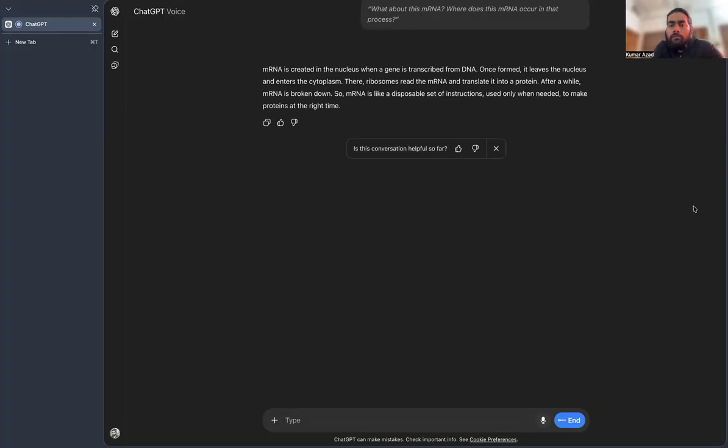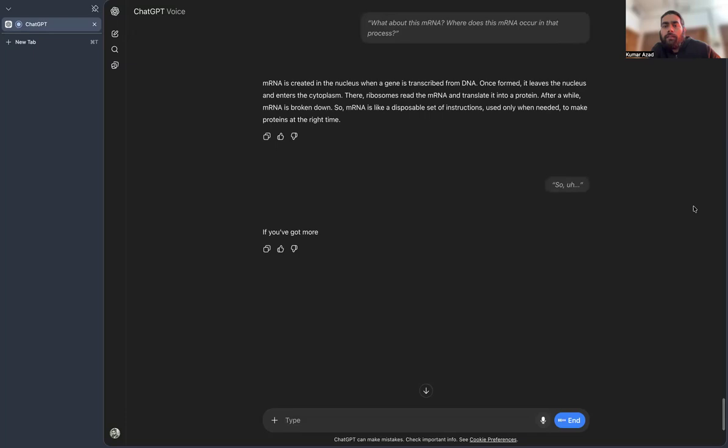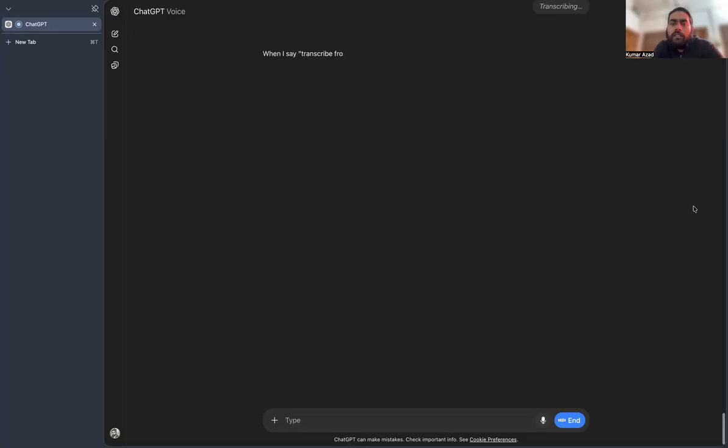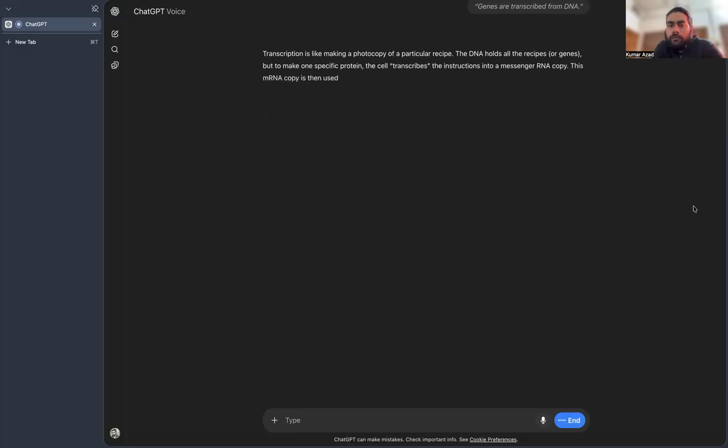So, what do you mean by this transcribed from DNA? A gene is transcribed from DNA. Transcription is like making a photocopy of a particular recipe. The DNA holds all the recipes, or genes, but to make one specific protein, the cell transcribes the instructions into a messenger RNA copy. This mRNA copy is then used by the cell to build the corresponding protein. So transcription is basically the first step in turning a gene into action.